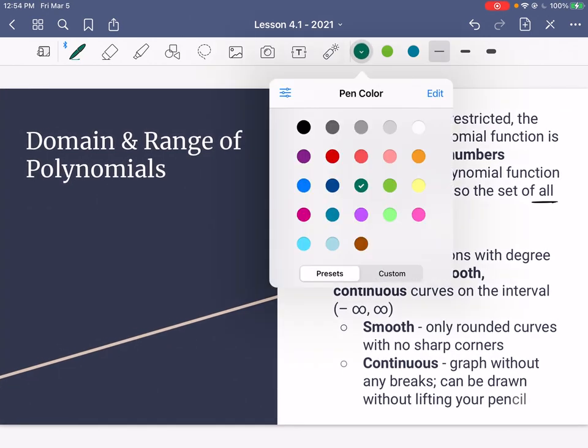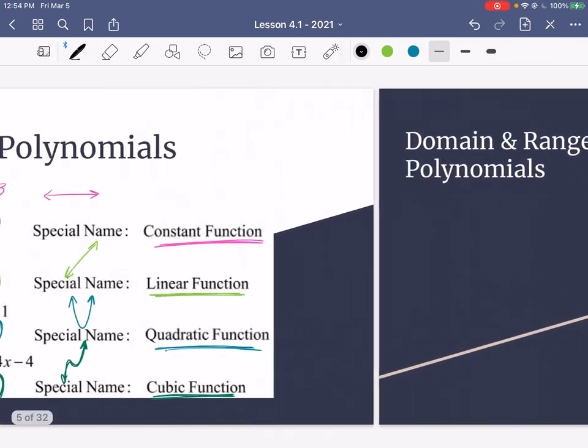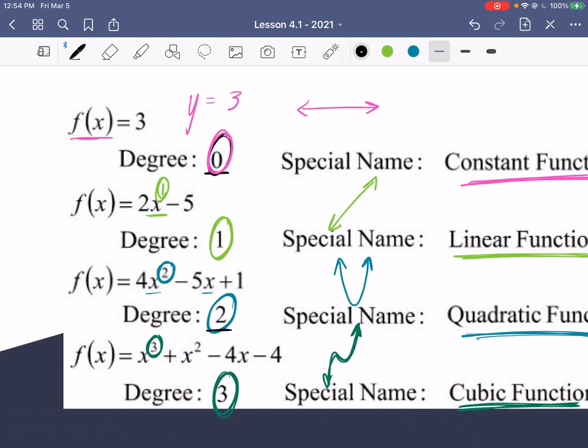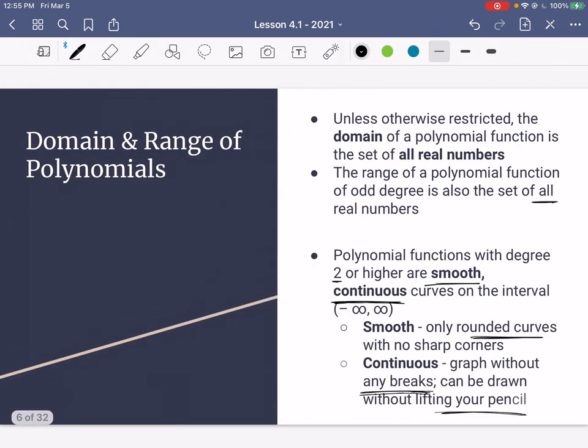So polynomial functions, just so you guys know, if they have a degree of 2 or higher, they are going to be smooth, continuous curves, meaning they only have round curves, no sharp corners, and they're continuous, so there are no breaks in the graph. You can draw the entire graph without lifting up your pencil. So if you take a look at these ones, second degree or higher, we've got a parabola here, smooth and continuous, cubic function here, smooth and continuous. So that's just something to know about those.